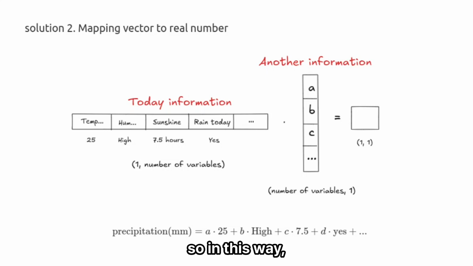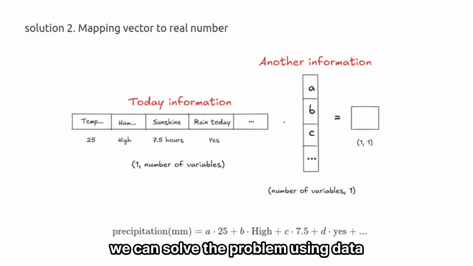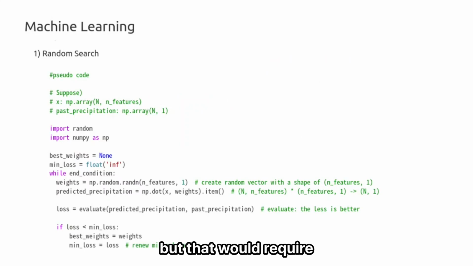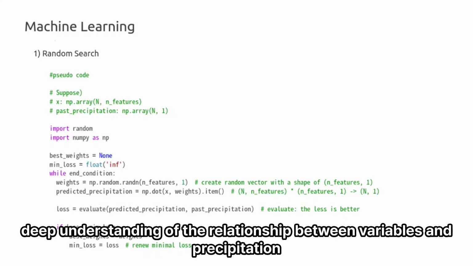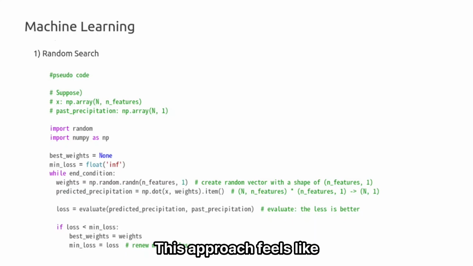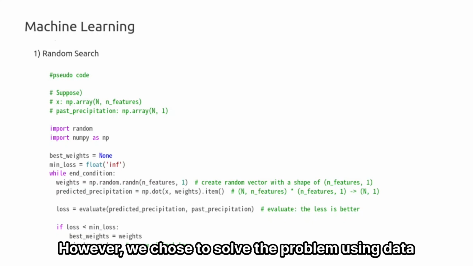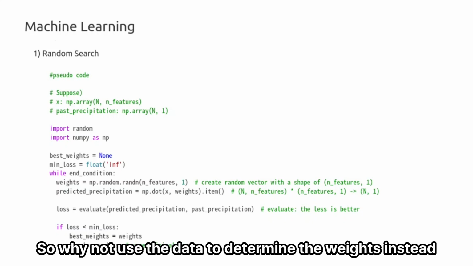So in this way, we can solve the problem using data. But how do we determine the weights? We could manually determine the weights, but that would require a deep understanding of the relationship between variables and precipitation. This approach feels like going back to solving the problem using mathematical models based on scientific theories. However, we chose to solve the problem using data, so why not use the data to determine the weights instead?